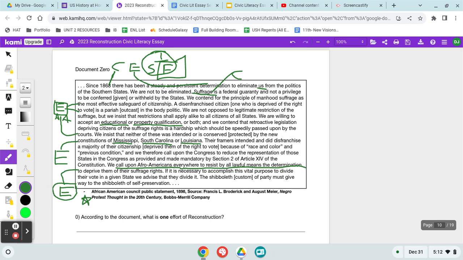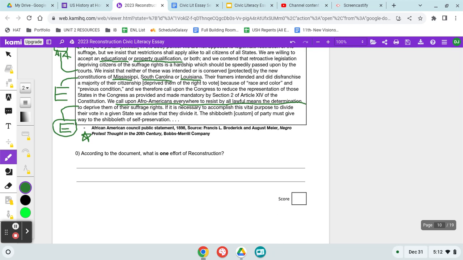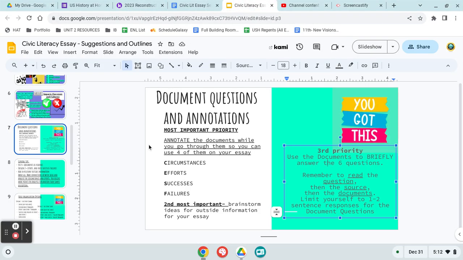So really quickly, this is the main name of the game. It's really breaking down circumstances, efforts, successes, and failures. So what I would advise people to do right now, if you're following along at home, is pause the video. Go through your Regents documents, and read them and annotate them.